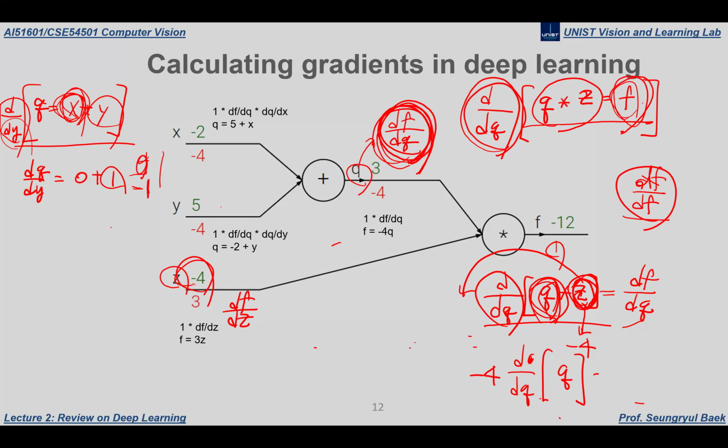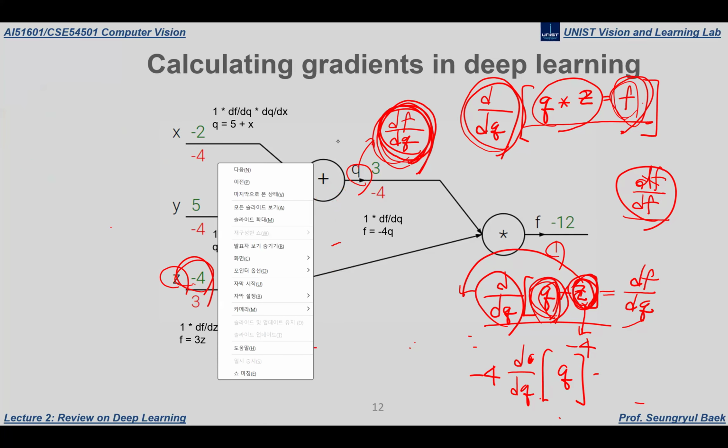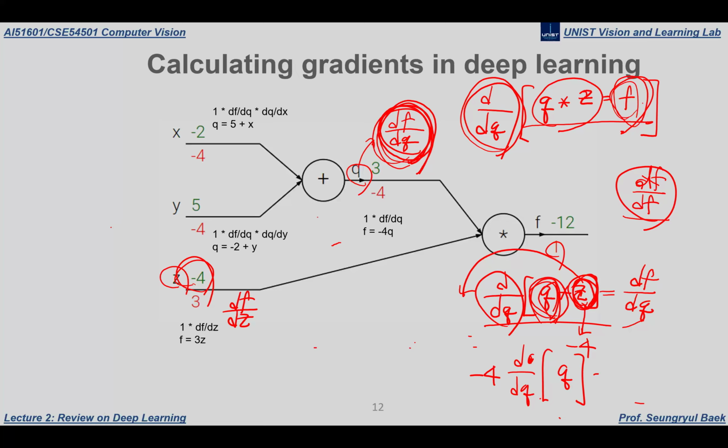And so here we have to calculate df/dy, which is the multiplication of df/dq and dq/dy. This was -4, and this is 1, so it becomes -4. And also here we have to calculate df/dx, which is again the multiplication of df/dq and dq/dx. And dq/dx is also 1. So df/dx becomes -4.